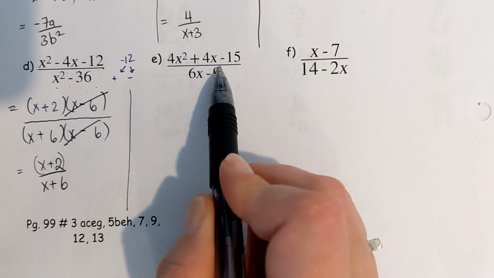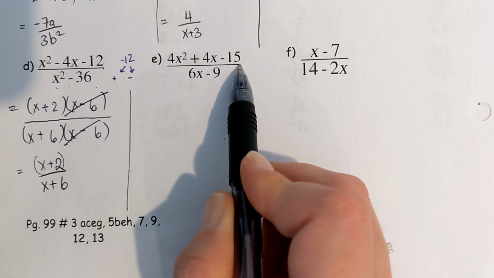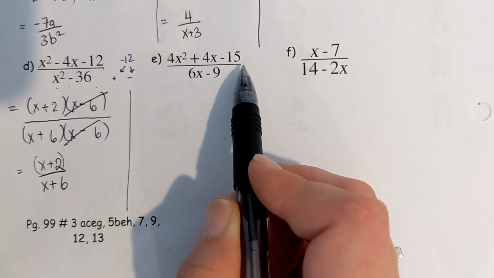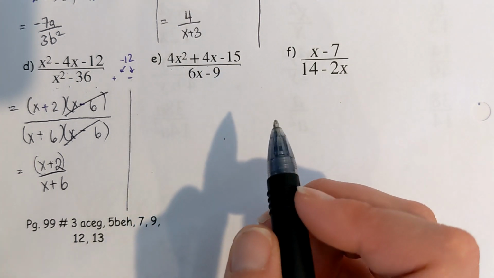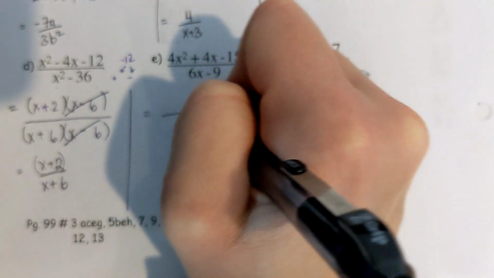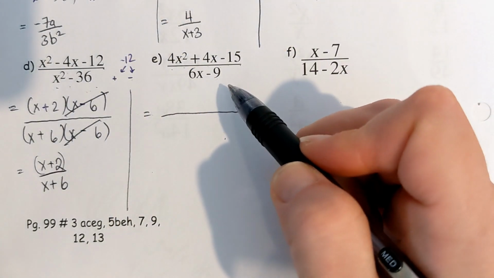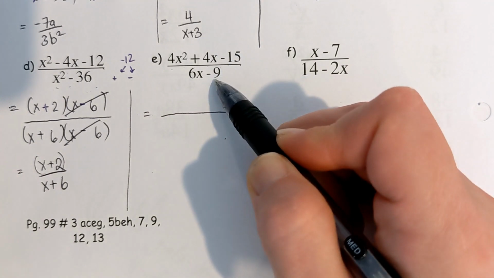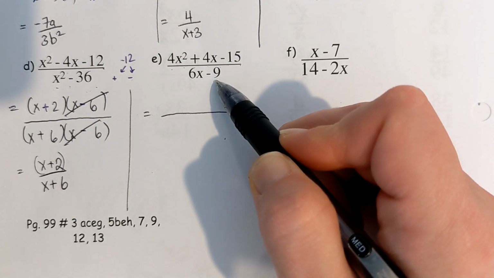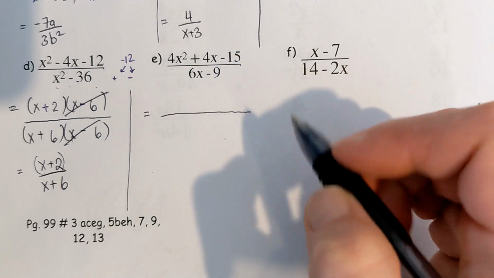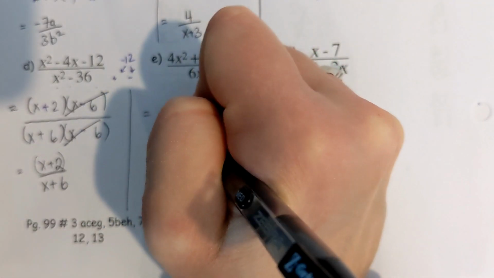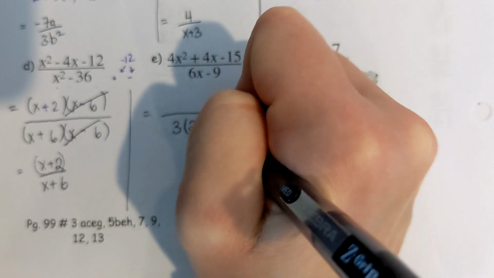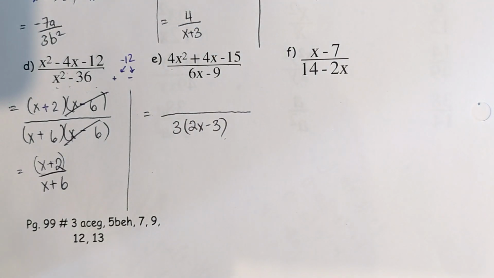4x squared plus 4x minus 15. So now I've got a difficult trinomial up here. I don't have any common factors. So I'm going to maybe give myself a little cheat. And I'm just going to wait on this one, and I'm going to common factor this bottom one out first. Okay, so I know that in the bottom one, I'm going to have a common factor of 3. And after I common factor out the 3 on the bottom, I'm left with 2x minus 3.